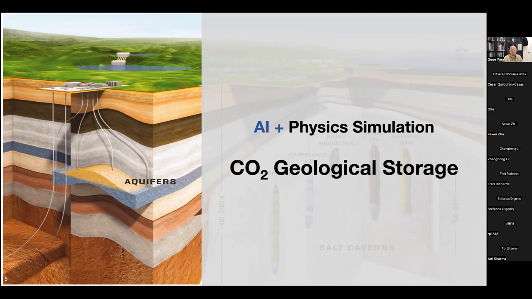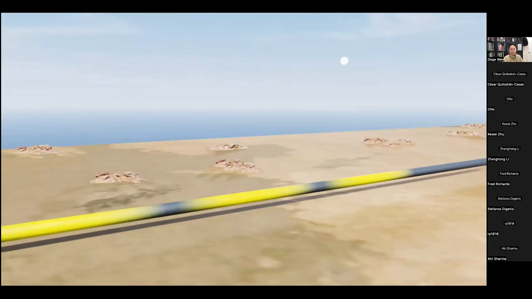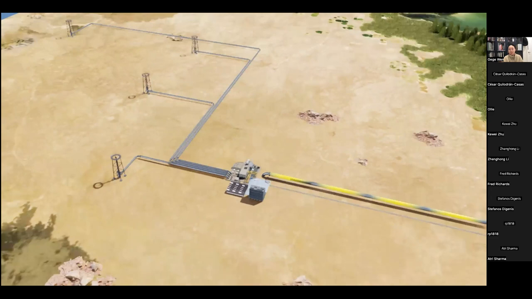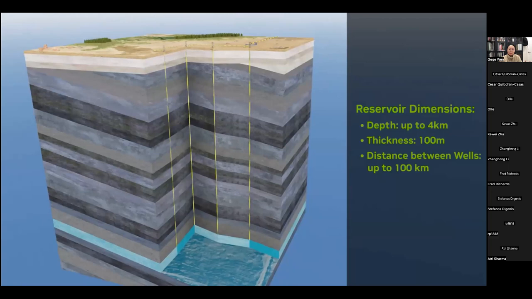To demonstrate this problem of CO2 geological storage, I want to show this video that was made by my collaborators at NVIDIA in their Omniverse. This video shows that CO2 is being captured somewhere and transported through the pipeline. It can come from a power plant, like I showed earlier in the figure, or from an industrial source or even a direct air capture facility. Once the CO2 is pumped into a storage site, it can be distributed into a couple of different injection wells.